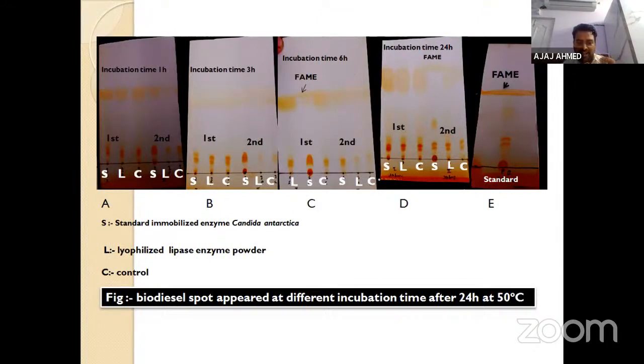Here S is the standard, the immobilized enzyme is Candida hepatica, L is the lipase enzyme powder, and CA is the control. After 6 hours and 24 hours, the same spot appeared on the TLC plate.